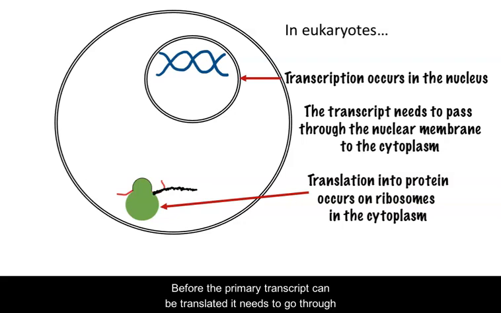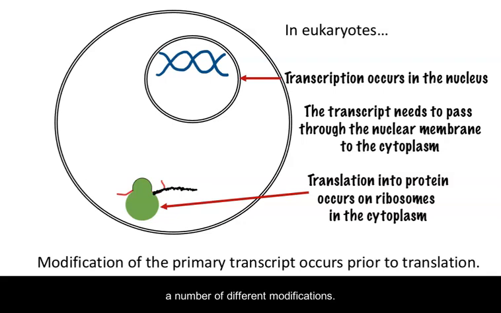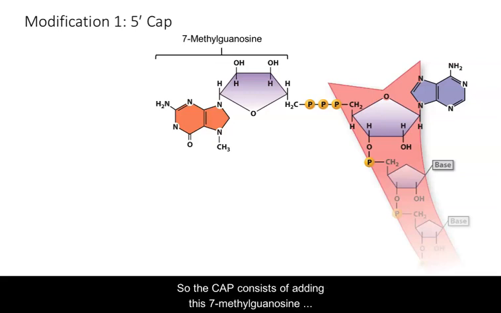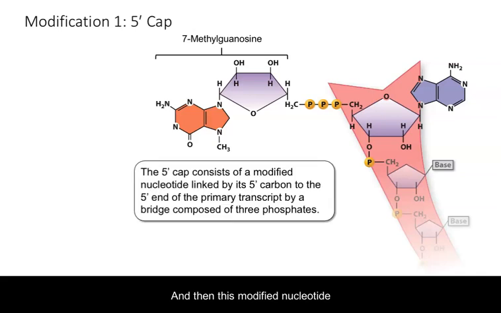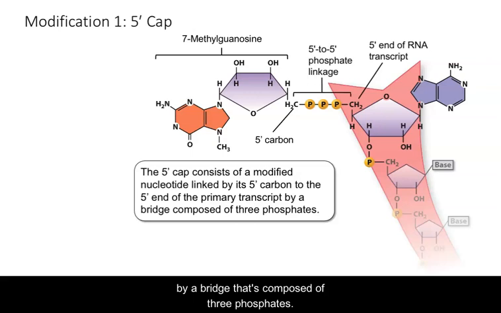Before the primary transcript can be translated, it needs to go through a number of different modifications. The first of these modifications is the addition of a 5' cap. Without the addition of the 5' cap, the ribosome would not recognize the messenger RNA, and then translation wouldn't occur. So the cap consists of adding this 7-methylguanosine to the 5' end of the primary transcript, and then this modified nucleotide is linked by its 5' carbon to the 5' end of the primary transcript by a bridge that's composed of 3 phosphates.